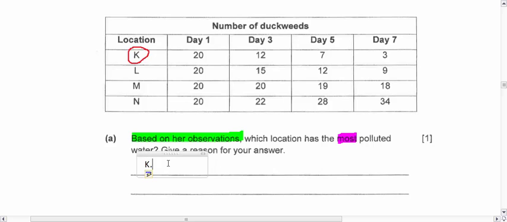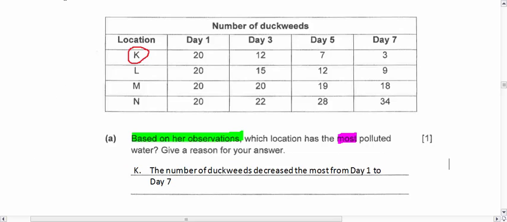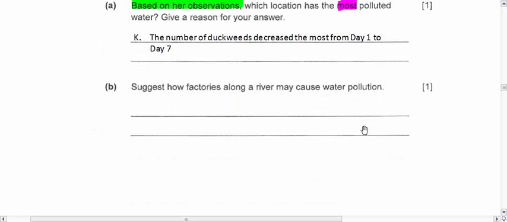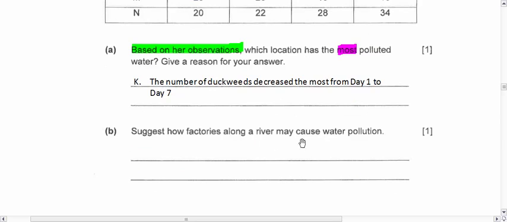Okay, so the answer will be K, and the reason is because the number of duckweeds decreased the most from day 1 to day 7. So now you have to mention up to day 7, okay, because it's not complete if you just stop at day 3. You need to move on all the way to day 7. Now suggest how factories along a river may cause water pollution. So basically anything that they dump into the water, be it toxic chemicals or even rubbish, that will cause pollution. Okay, so when factories release toxic waste into the river, that's how factories cause water pollution.